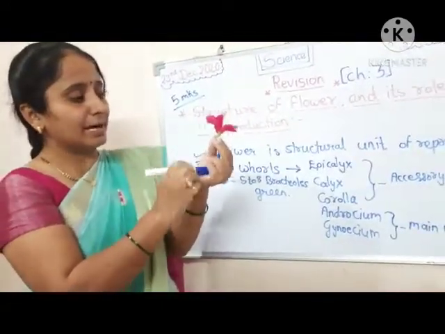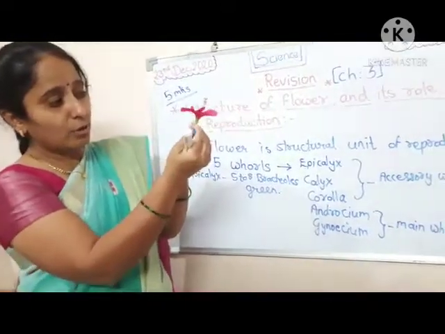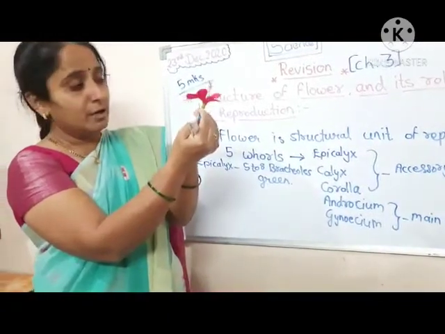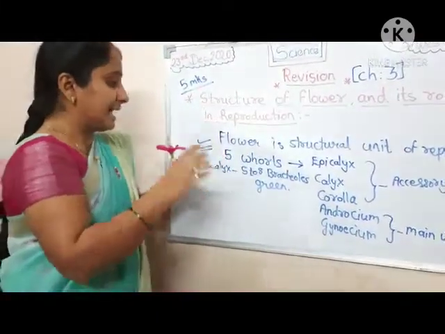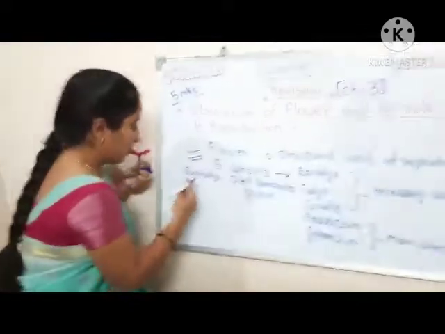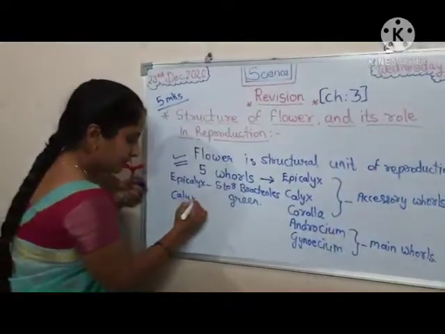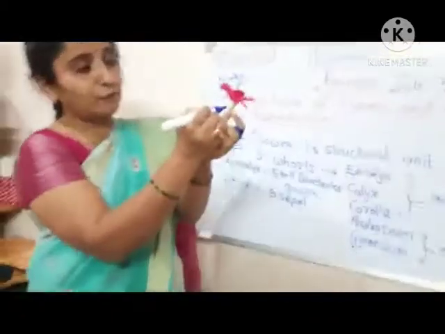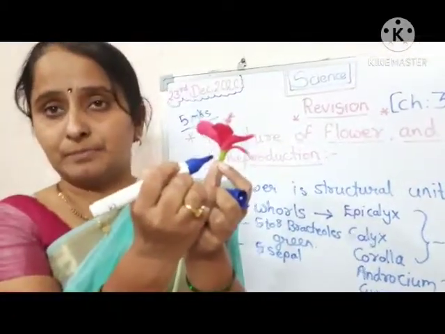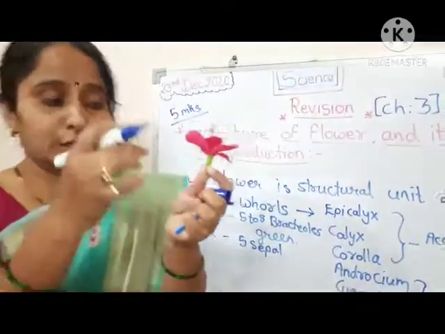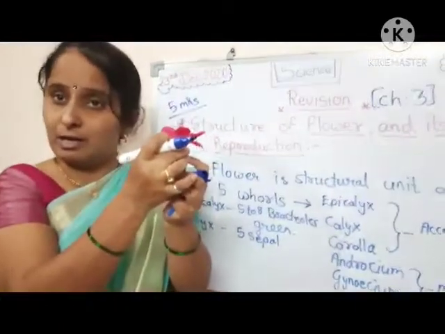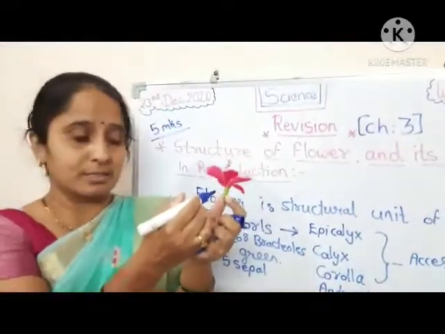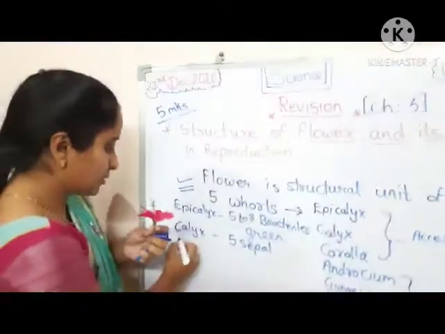Then next to this bracteole, students, you can see one more upper funnel-like green color part. Okay? This is known as calyx, and calyx is made up of 5 sepals. Each member of the calyx is called a sepal. The function of sepals is to protect the inner whorls of the flower as well as participate in the photosynthesis process. Okay.